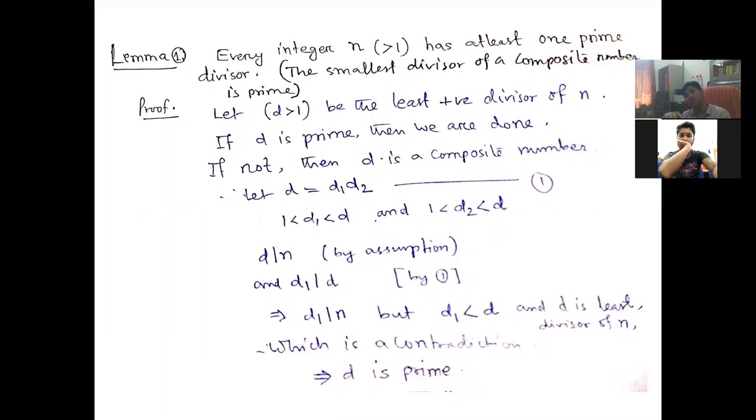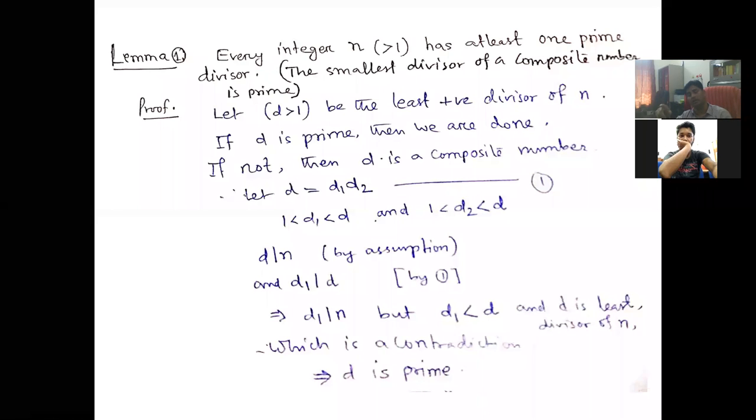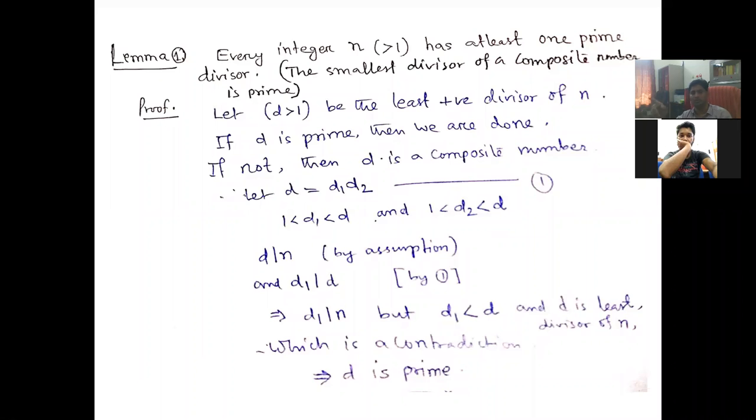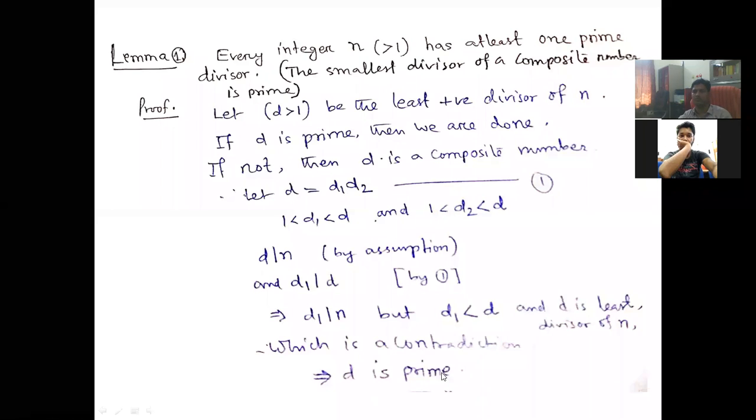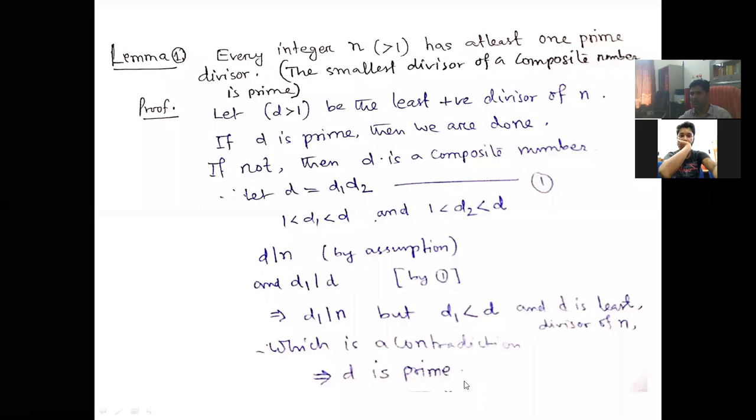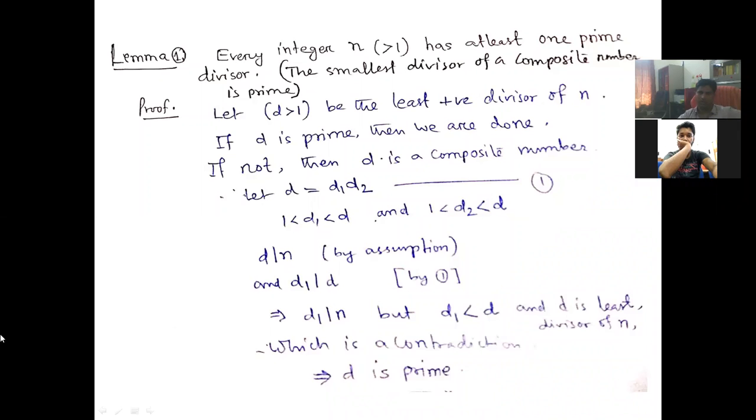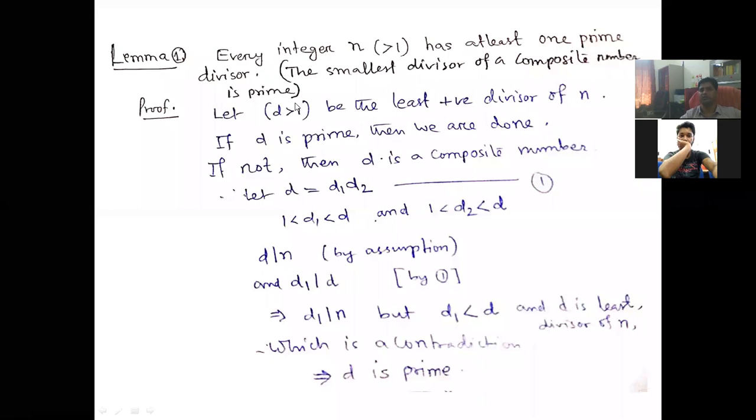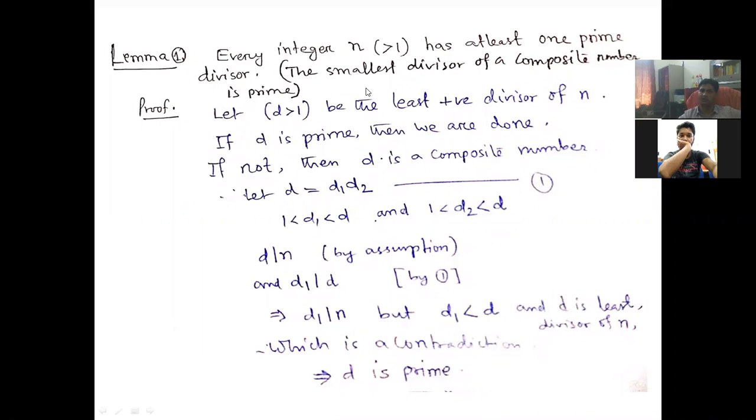Here we are getting a number which is less than d but divides n, which is not possible. So this is a contradiction. Therefore, d is prime, because we took, on the contrary, d not prime, and we get a contradiction. Hence, d must be prime. So it is proved that the smallest divisor of a composite number is prime. कोई भी कंपोजिट नंबर हो, उसका जो स्मॉलेस्ट डिवाइजर है, it will be a prime number.